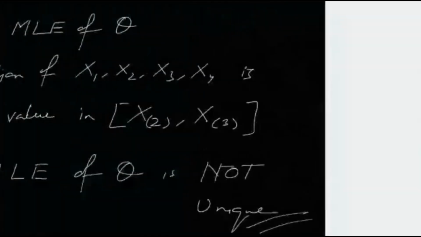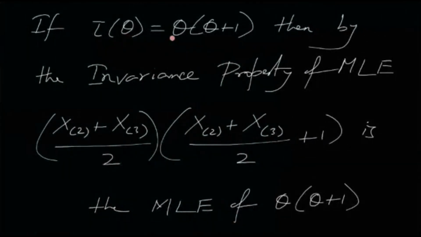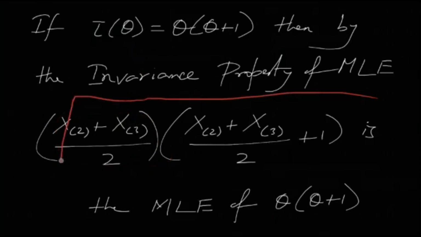Now, since it is an MLE of theta, suppose tau theta is a function of theta, which is nothing but theta into theta plus 1. Then by the invariance property of the MLE, substituting the value of the MLE of theta in this function gives the MLE of this thing. We know that if t is an MLE of theta, then tau of t is an MLE of tau theta. The invariance property of MLE says that.